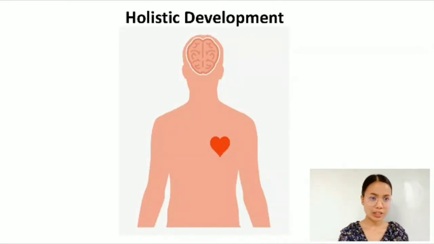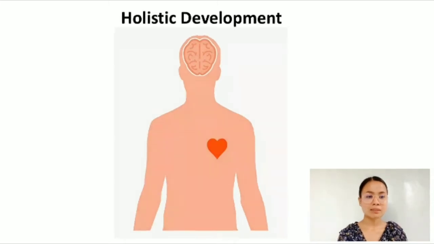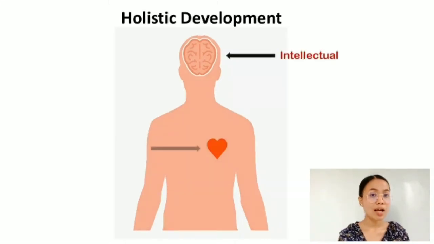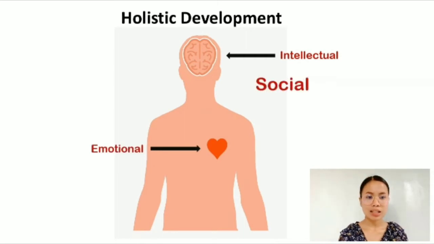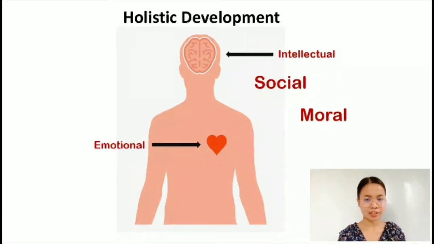The goal of education in today's society is not just to develop the intellectual aspect of a learner, but it also aims to develop other aspects of an individual, leading to a learner's holistic development. The said development must include the intellectual, emotional, social, and moral aspects of the learner. In order to achieve this aim, educators must provide lessons that will fulfill the development of the said aspects.